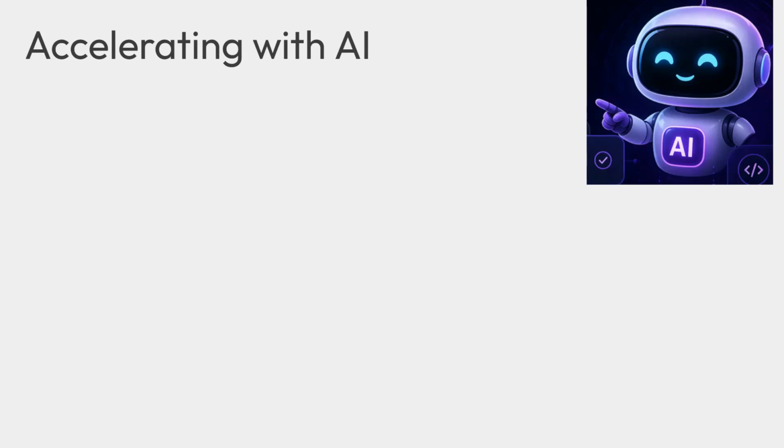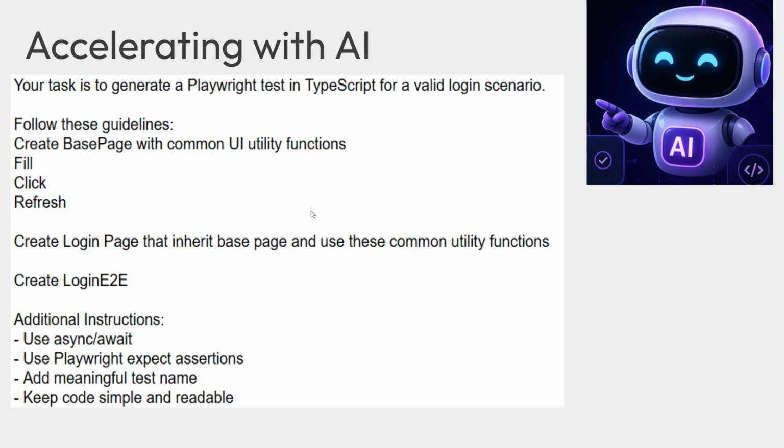Having understood that inheritance is a way to create the UI utility, let's see how we can accelerate the development using AI. This is the prompt I'm going to give to my Claude. Create a base page with common UI utility functions: fill, click, and refresh. There could be other UI interactions that you might want to put into the framework, but right now I'm limiting myself to only three.